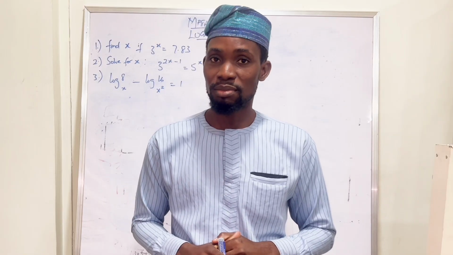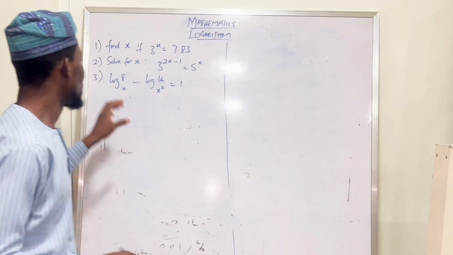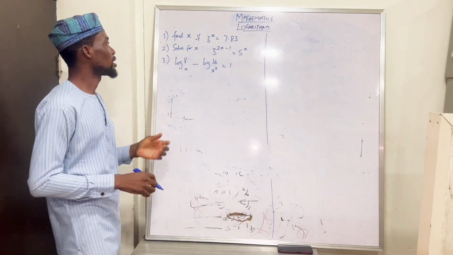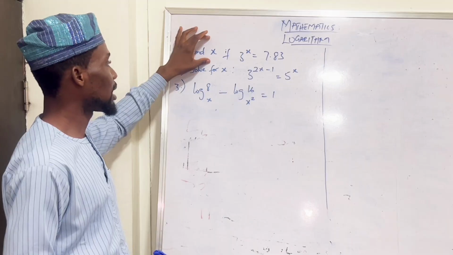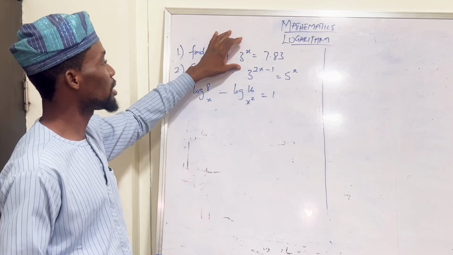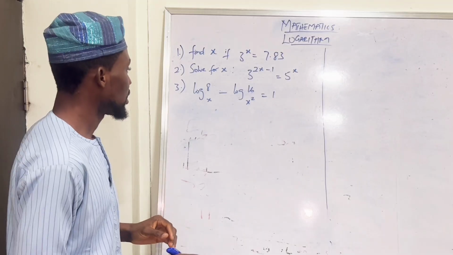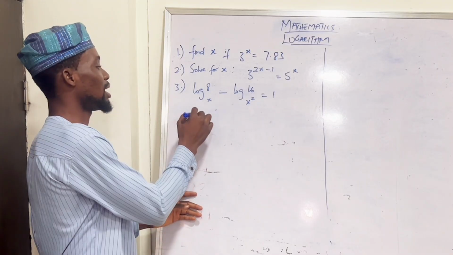We're still looking at logarithm for this series, and for today we're looking at 3 questions on logarithm. The first question was to find x if 3 raised to power x equals 7.83. Now when you see a question like this, how do you solve?